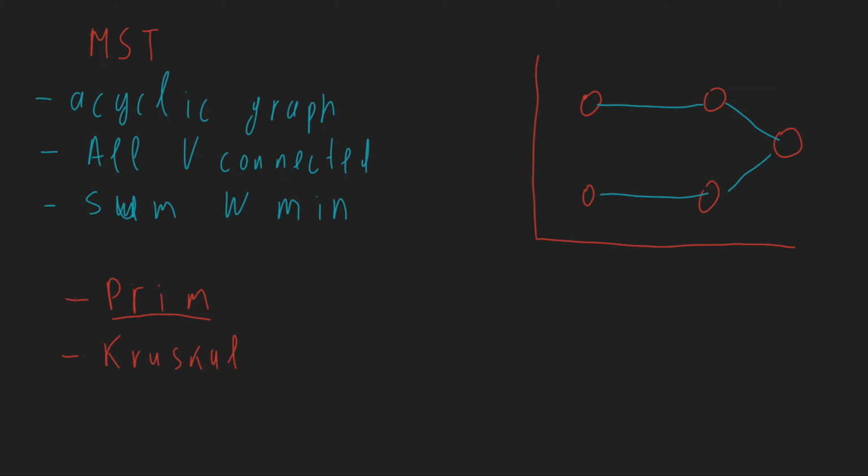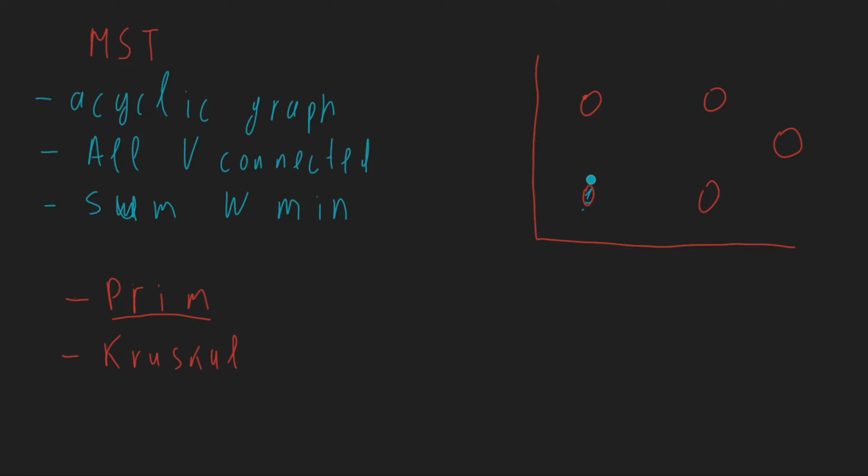In Prim's algorithm, the idea is that we choose any random vertex. Let's say we choose this one as our first vertex. The first thing we do is calculate the minimum distance from this vertex to all other vertices. In our case, we are calculating the Manhattan distance, to this one, to this one, and so on. And whichever is the minimum, we connect those 2 vertices.